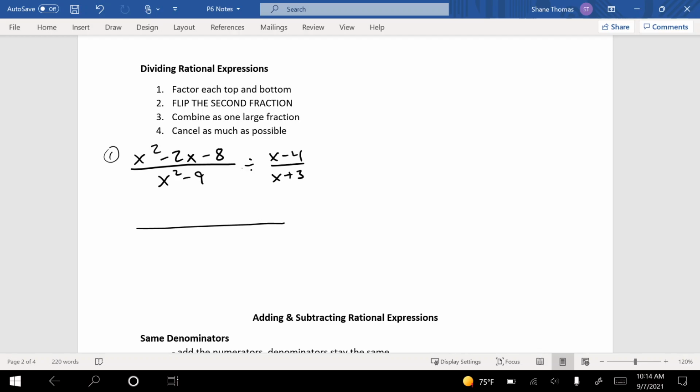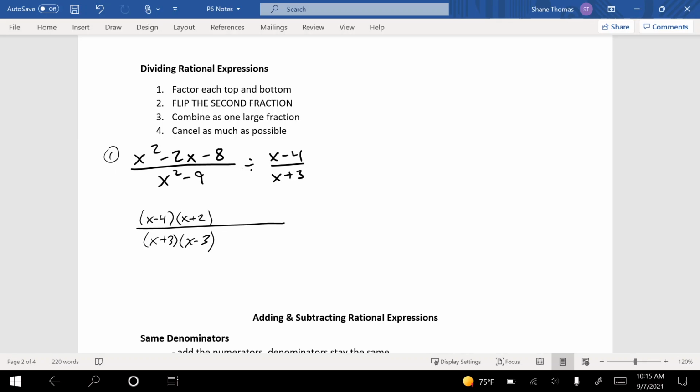Top left, x squared minus 2x minus 8. What's that going to be when I factor it? x minus 4, x plus 2. Bottom left, x squared minus 9. What's that factor to be? x plus 3, x minus 3. So that didn't change. I just factored that left-handed fraction, correct?